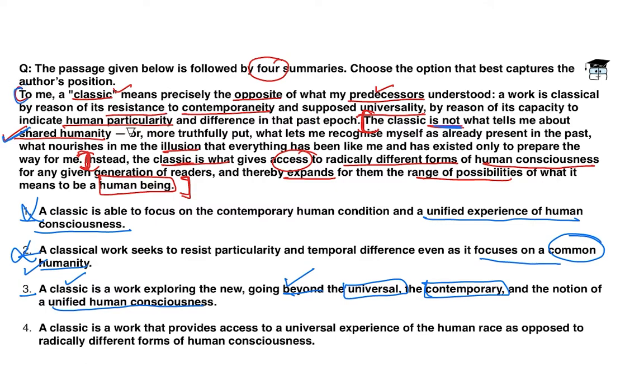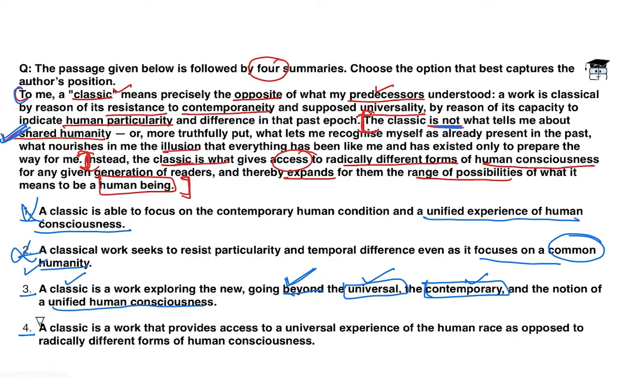1, 2, 3, 4. Up to here, the author is talking about how classic actually means going beyond the universal. Right, it shows resistance to contemporaneity and universality, and the notion of unified human consciousness. Unified human consciousness, that means shared humanity. So this statement is matching with the first 4 lines of the paragraph. That means this can be my summary, but I'm not yet sure as I have to check the 4th option.